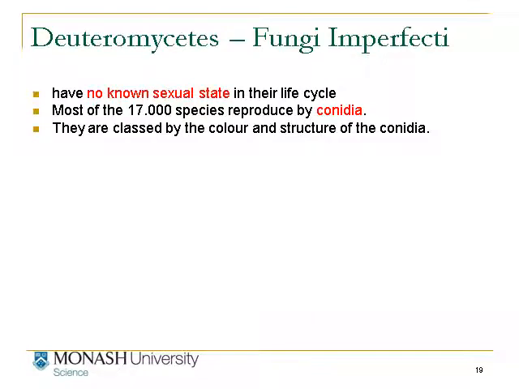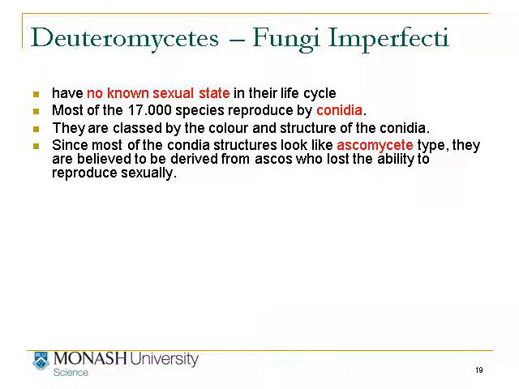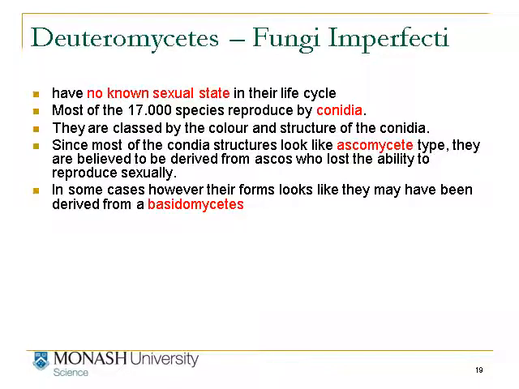Next, just to touch a bit on the fungi imperfecti, which have no known sexual stage in their life cycle. Most of these species reproduce by conidia, and they are classed by color or structure of the conidia. Since most of the conidia structures look like ascomycete type, they are believed to be derived from the ascomycetes who lost the ability to reproduce sexually.